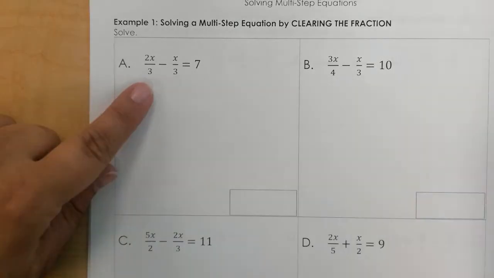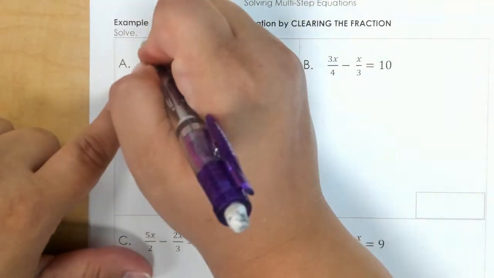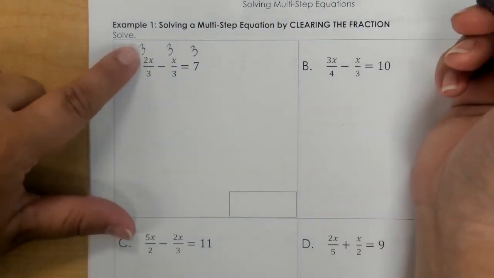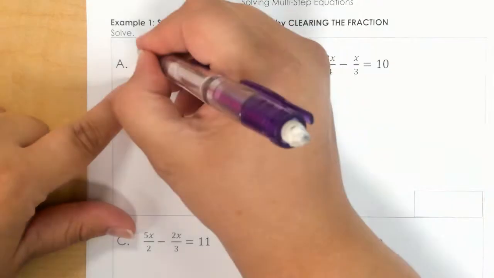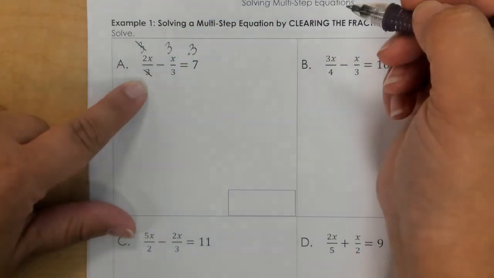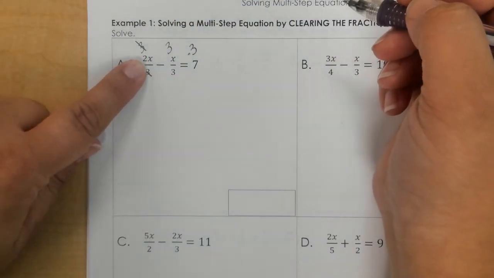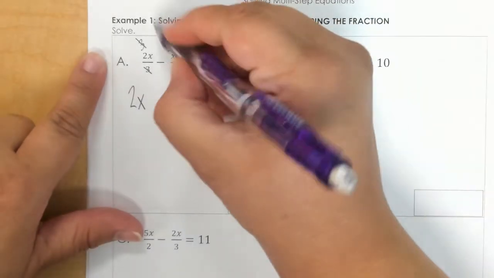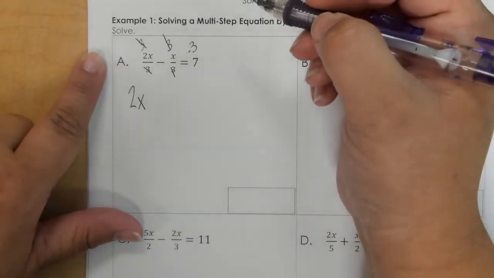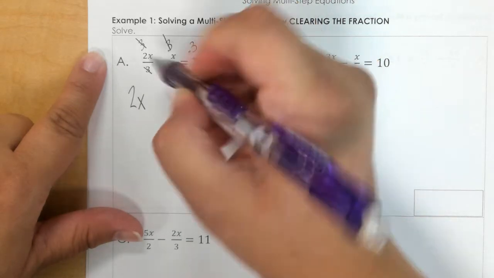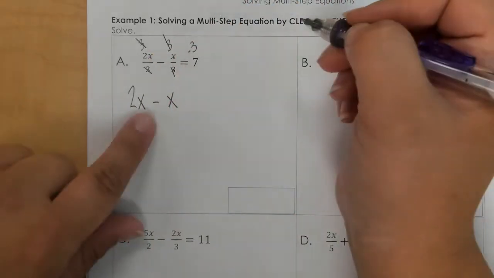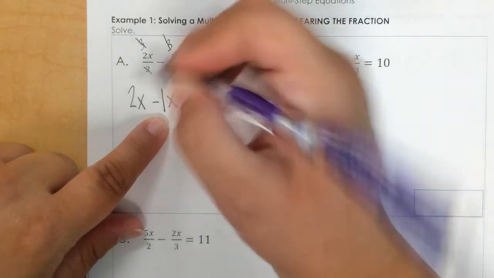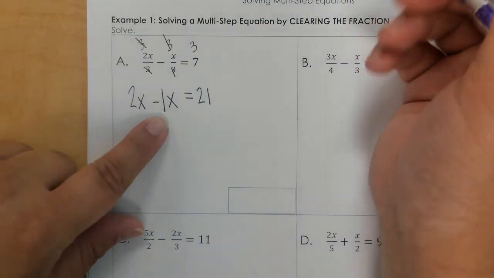Because it's the same, we're going to put 3 above every term. Then the 3's here, since they are the same, they will cancel each other out, making 1. That leaves us with a 2x. And then the 3's here cancel each other out. That leaves us with a negative x. And we also know that there's an implied 1 there. 3 times 7 is 21.